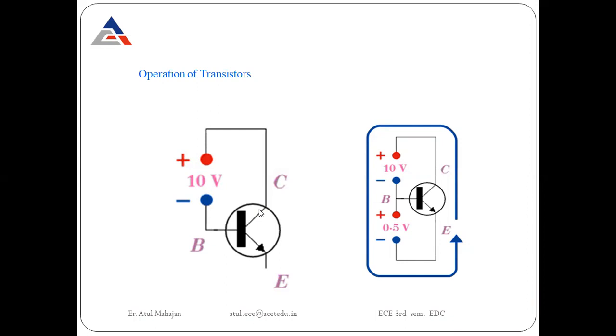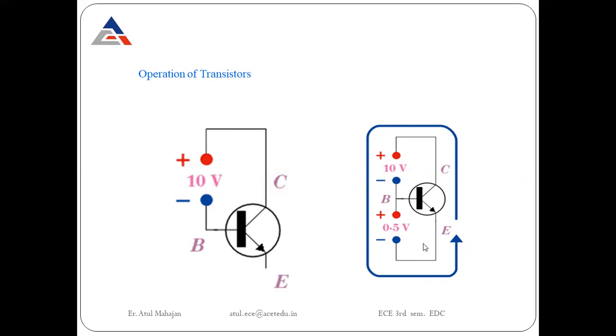Then we have the junctions. What is the biasing level at the various junctions of the transistor? We have two junctions basically. One is the emitter-base junction, and one is the collector-base junction. For the emitter-base junction, we have applied a voltage of 0.5 volt. For the collector-base junction, we applied 10 volts of reverse bias voltage. The collector-base is reverse biased and the emitter-base is forward biased.